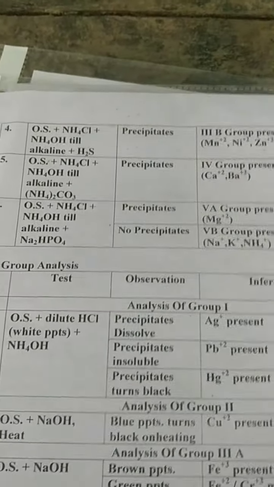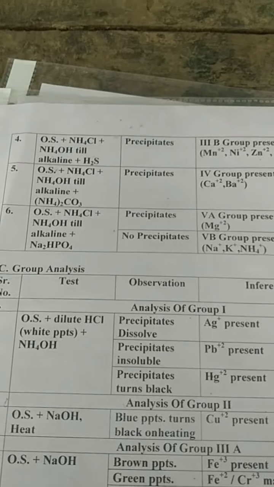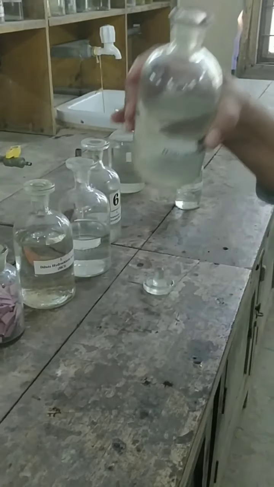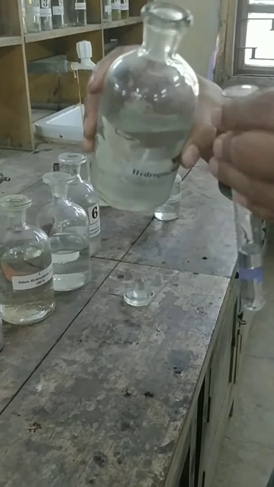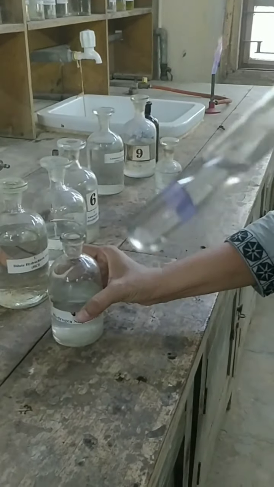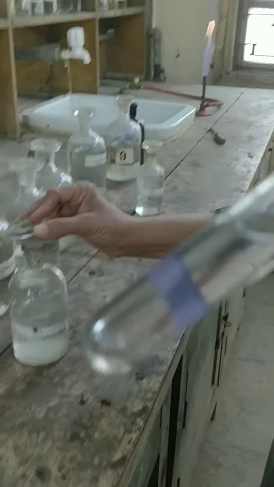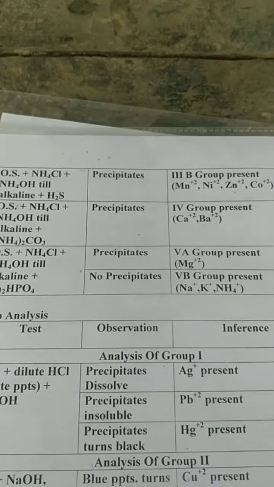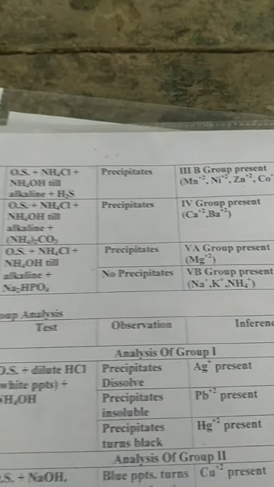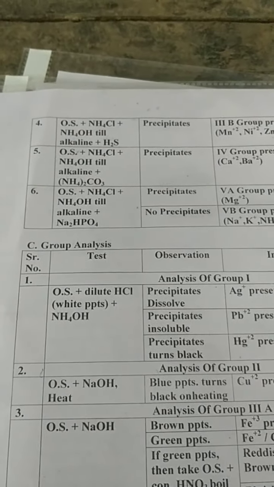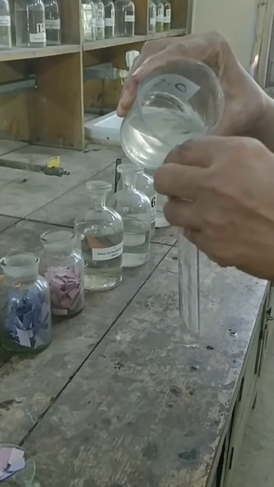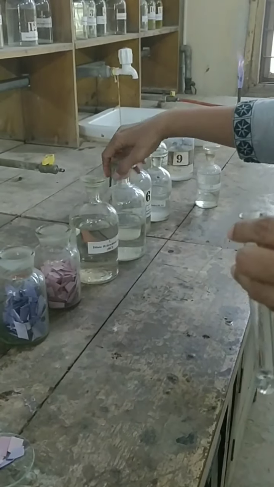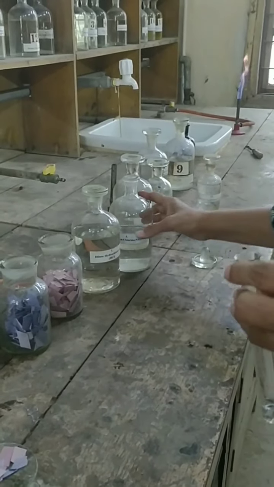Then we will proceed to test number 4, that is for group third B. Into the same test tube you will add H2S water. Here also you can see no precipitates. So in the observation you will write no precipitates, and in the inference you will write group third B is absent. So we will proceed to fifth test. For this we will take OS in a fresh test tube. Then we will add ammonium chloride.